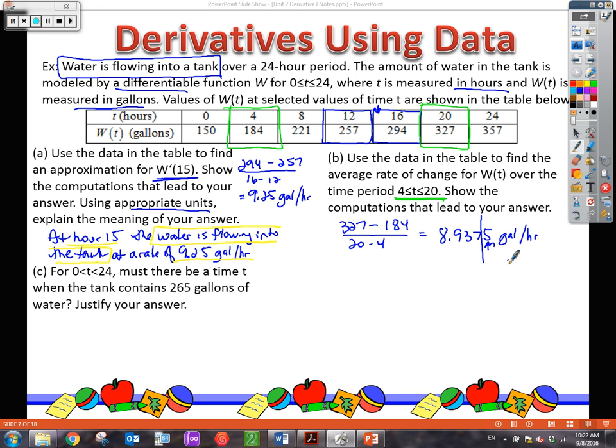All right, so let's make sure we did everything. We used the data, and we showed the computations that lead to our answer. Now, they didn't ask for an explanation. We certainly could write an explanation if we needed to, which would have this. We would say when. So between time equals 4 and time equals 20, the water is flowing into the tank at an average rate of 8.937 gallons per hour.